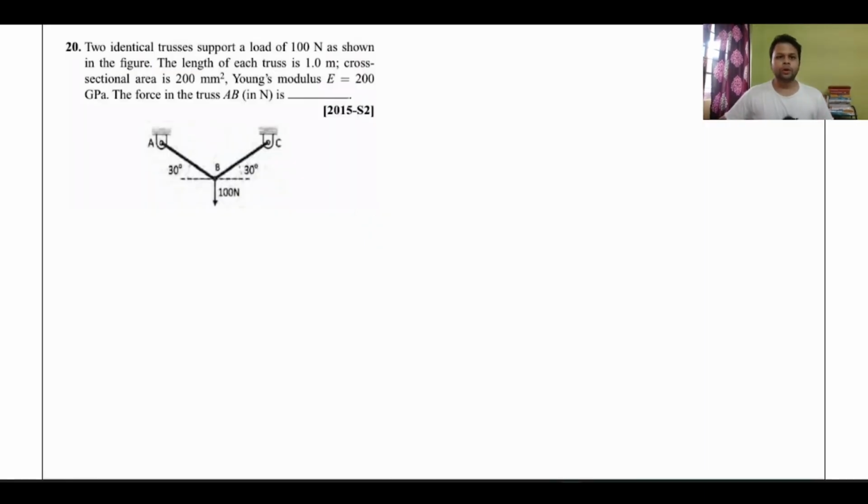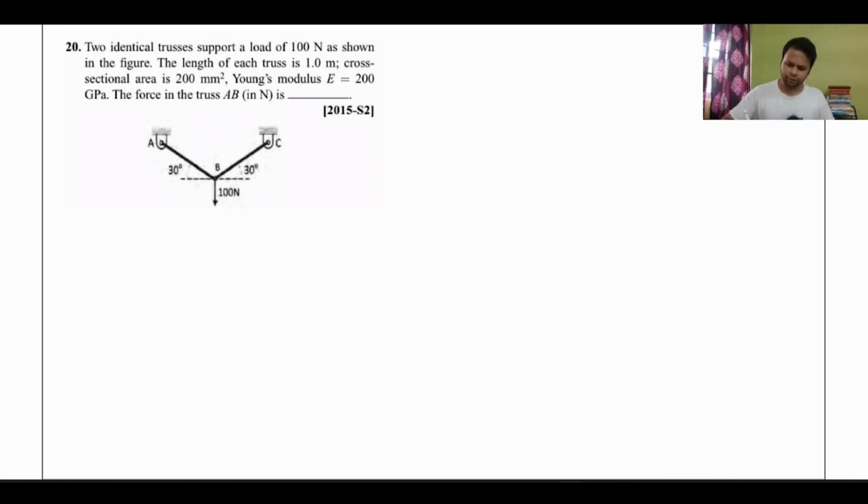Okay. Question number 20. Two identical trusses support a load of 100 Newton as shown in the figure. The length of each truss is 1 meter. Cross-sectional area is 200 mm square. Young's modulus E is equal to 200 gigapascal. The force in the truss AB in Newton is. So much data was not needed, why give Young's modulus and all these things? All this extra data is provided to make you confused.